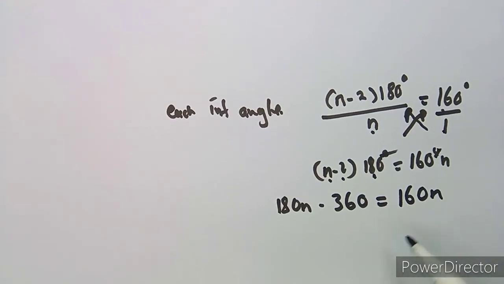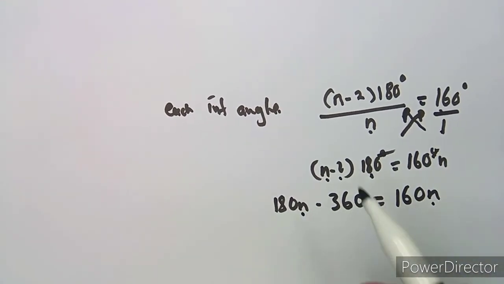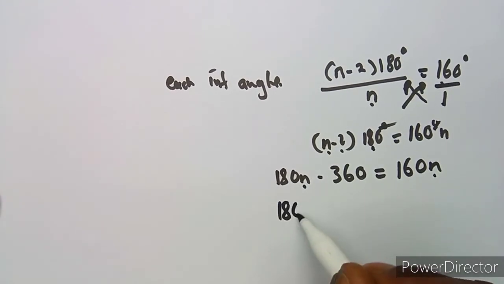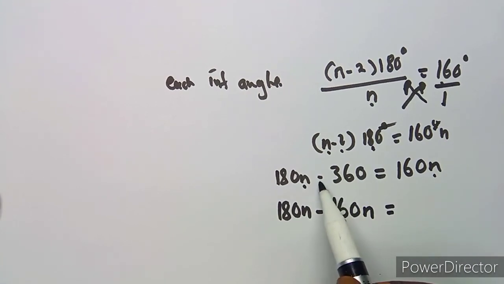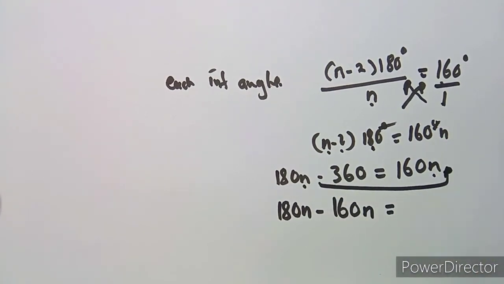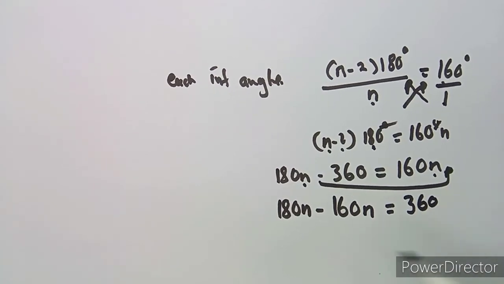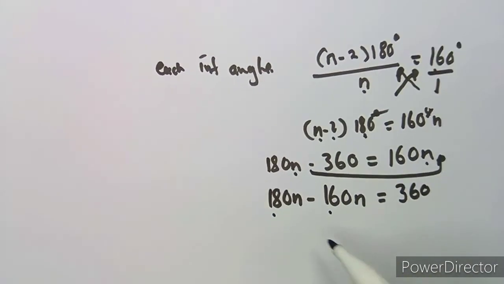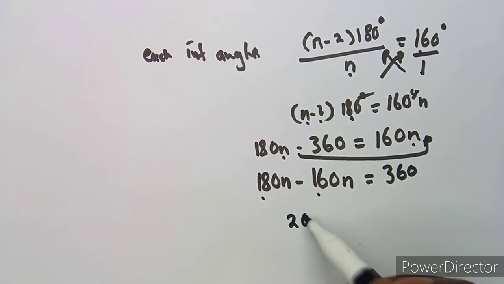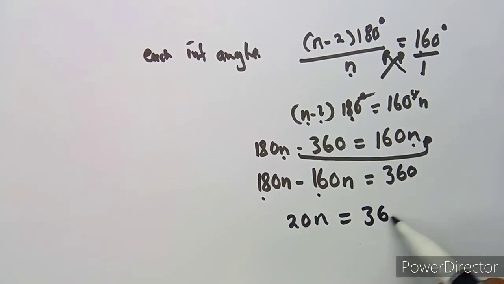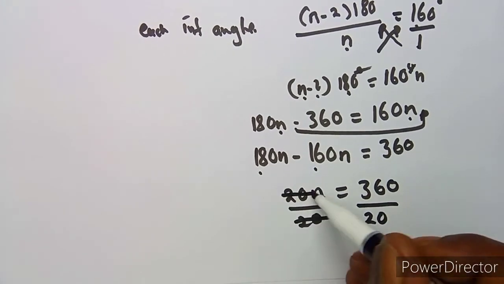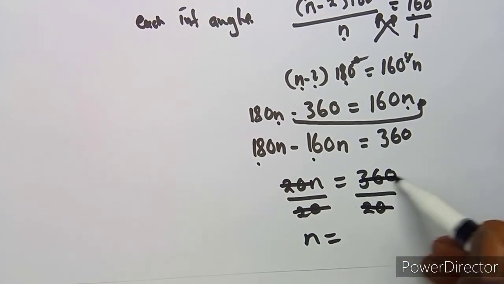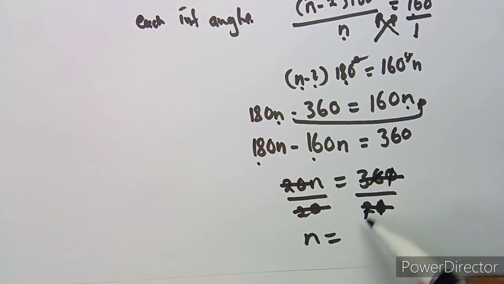I want to calculate the value of n, so collect terms with n to one side of the equation. That's 180n minus 160n, which is equal to, I have to transpose this negative 360 to the other side, and it's going to be a positive 360. So 180 minus 160 is going to be 20n, which is equivalent to 360. So I can divide by 20 now to calculate the number of sides, which is 18.